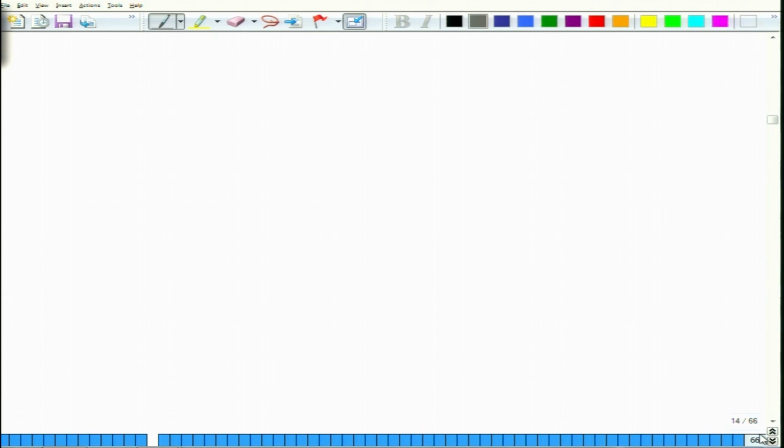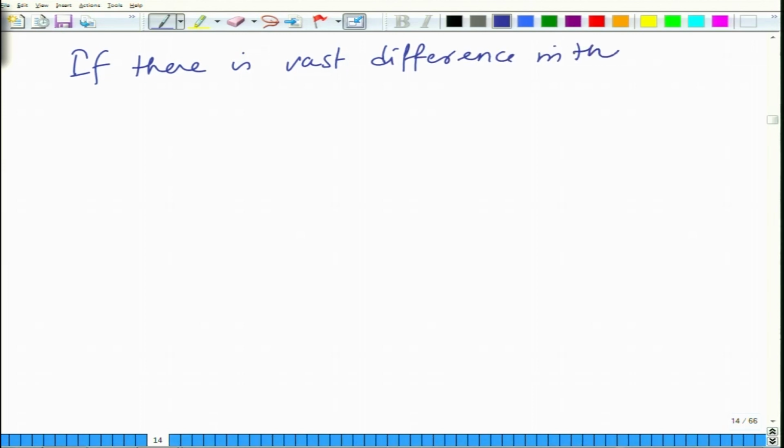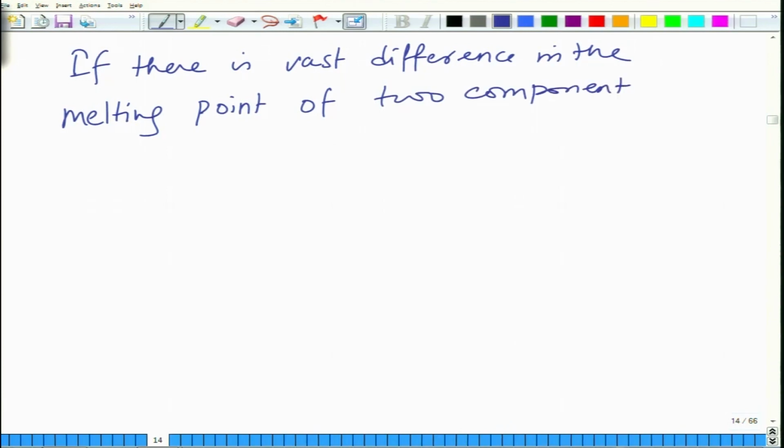You can have another phase diagram if there is a vast difference in the melting point of two components. So, what you can have is something like this.